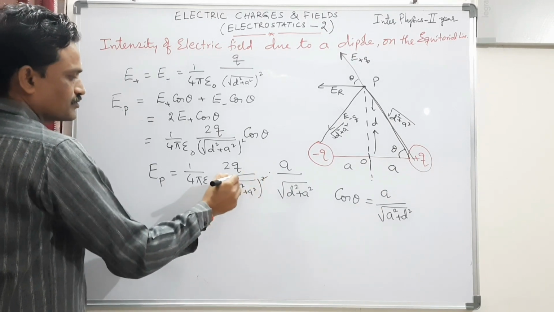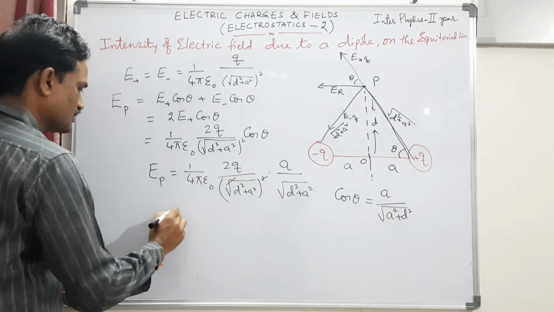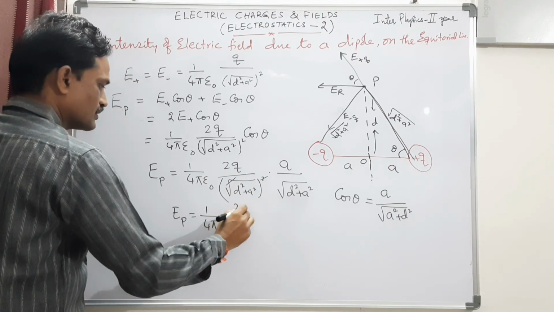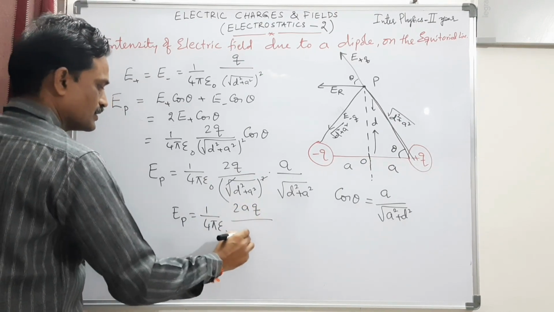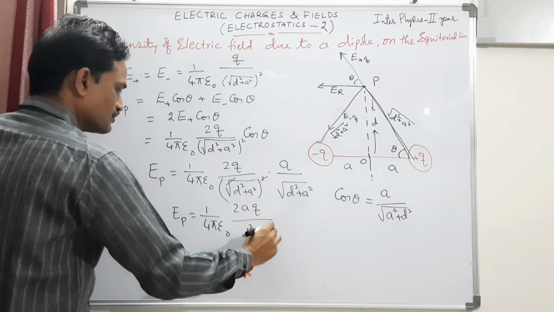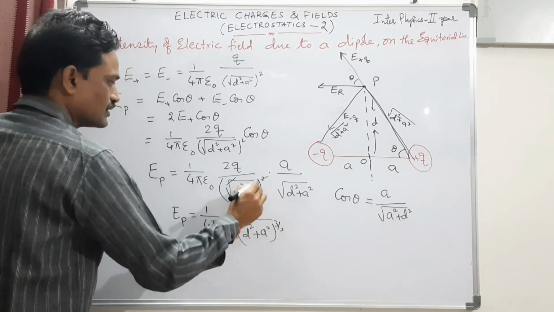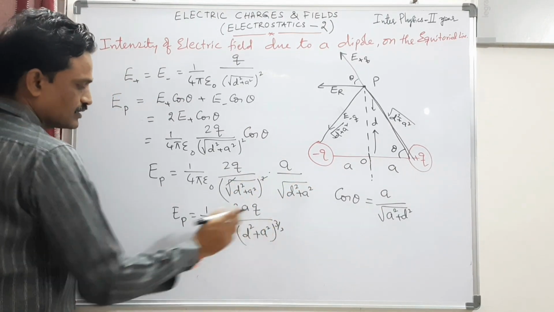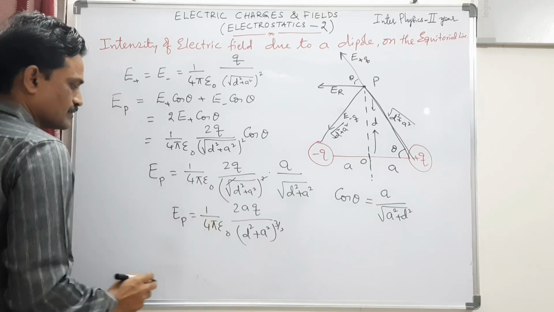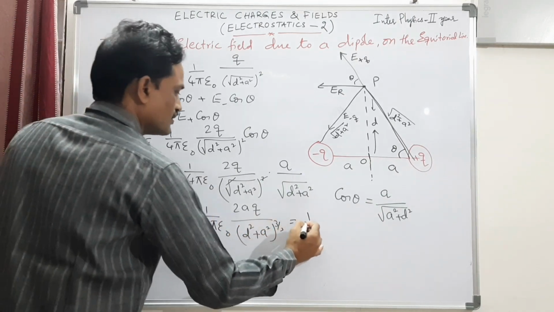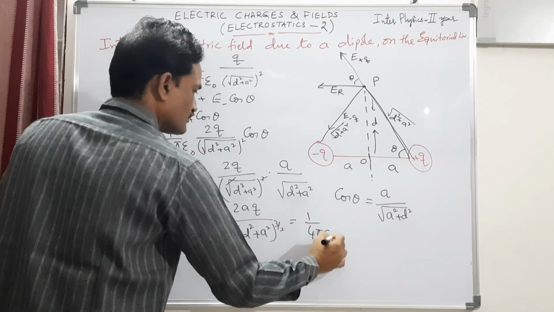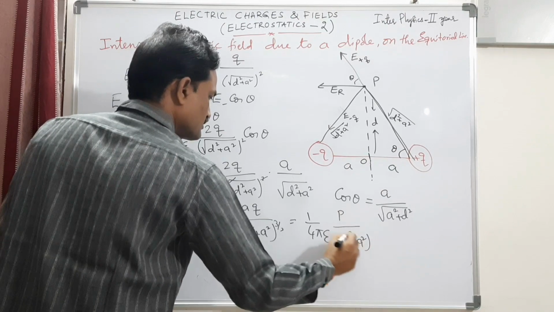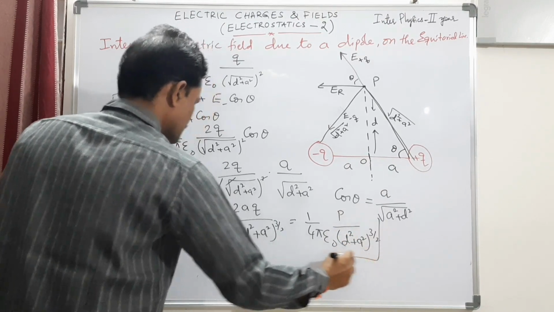So this square and square root get cancelled. You will get EP is equal to 1 by 4 pi epsilon naught 2aq by d square plus a square whole to the power of 3 by 2. Here the power is 1, here the power is 1 by 2. When you add 1 plus 1 by 2, you will get 3 by 2. So this is the expression. So I can write this as simply 1 by 4 pi epsilon naught p by d square plus a square whole to the power of 3 by 2. This is the expression.